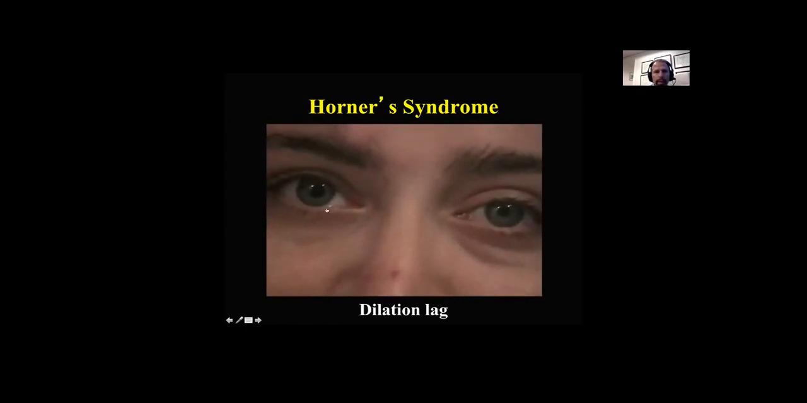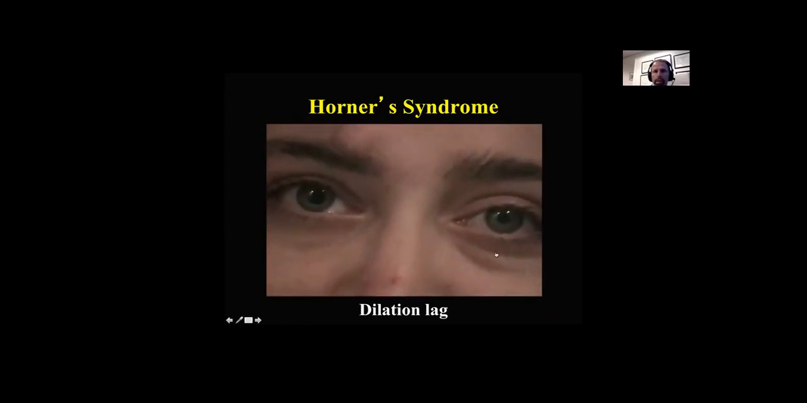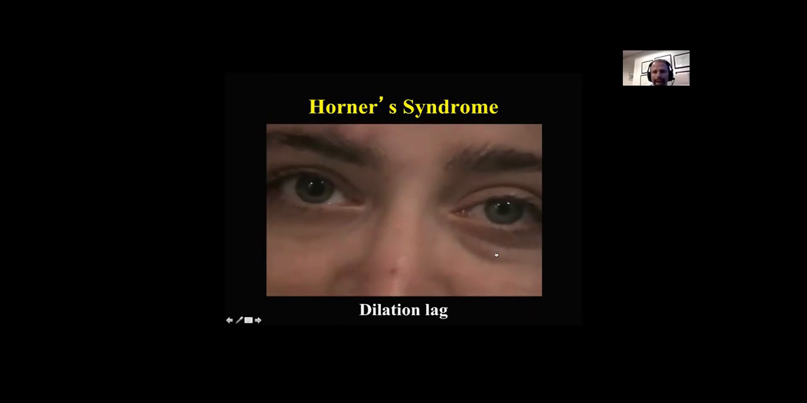So initially, big-time anisocoria. So this is called dilation lag. Some people think this is pathognomonic for Horner's. You don't have to see it, but if you do see it, it's a Horner syndrome.